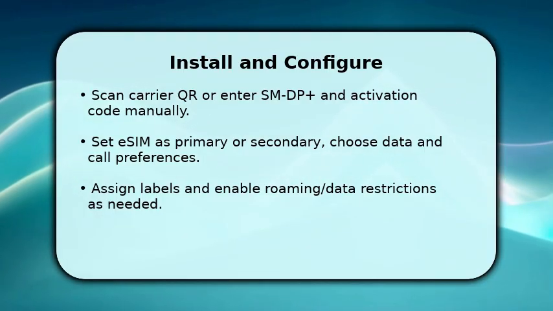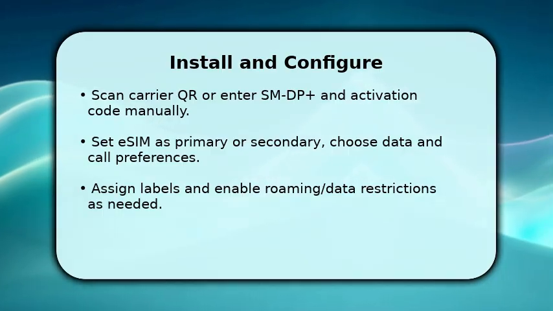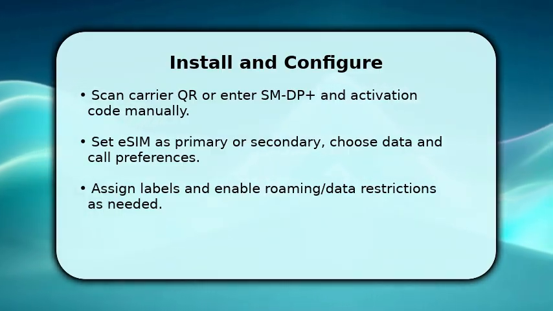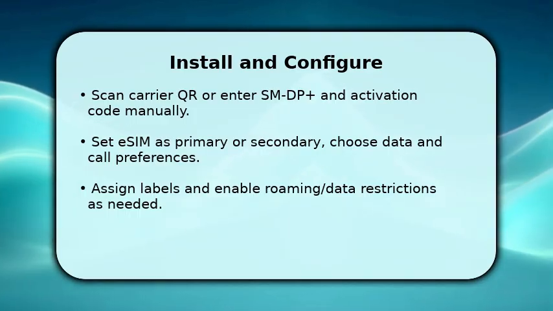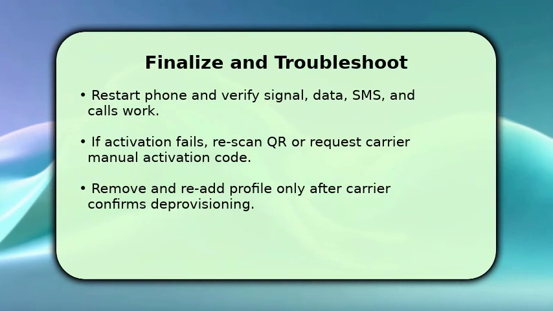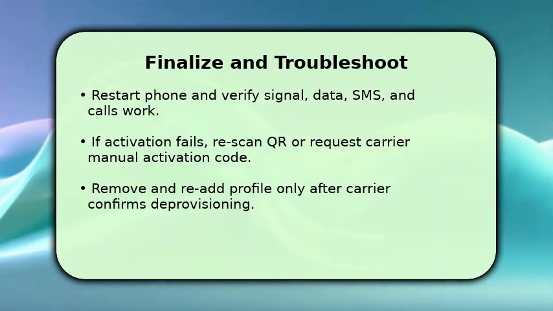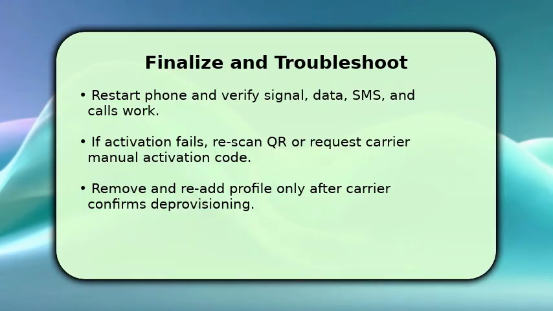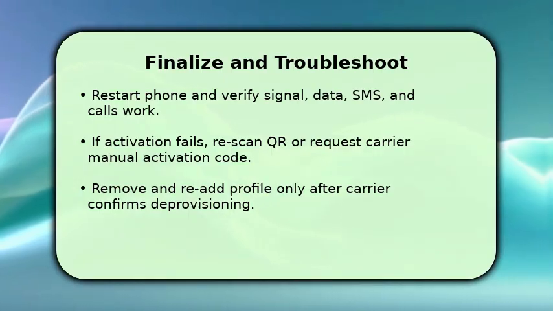Make sure to label the eSIM clearly, such as work or travel, and adjust network priority and data roaming settings so your phone behaves exactly as you want. Finish by restarting your phone to ensure the eSIM profile initializes properly. Then test calls, SMS, and mobile data to confirm billing and connectivity.